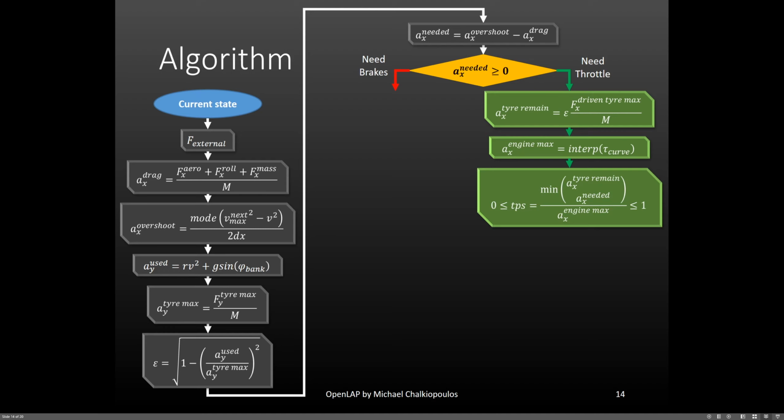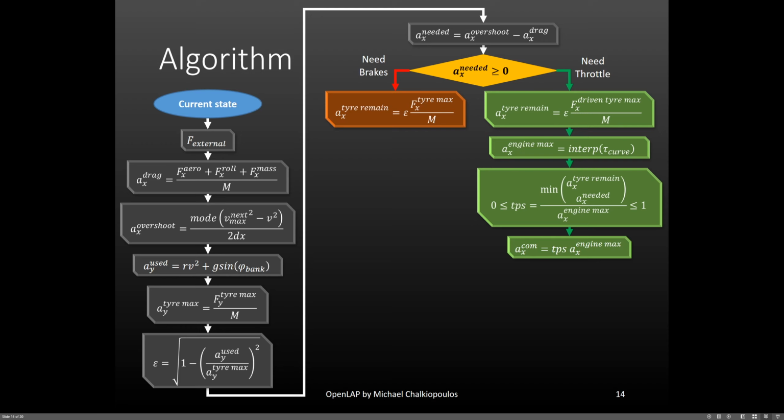Then we divide this number by the engine maximum acceleration. This gives us a positive number that is less than 1 when we have more power than grip or we may overshoot, and more than 1 when we don't have enough power to saturate the tires or to overshoot the next point. When this happens, we obviously constrain the TPS value to 1. Finally, we get the commanded by the driver acceleration.